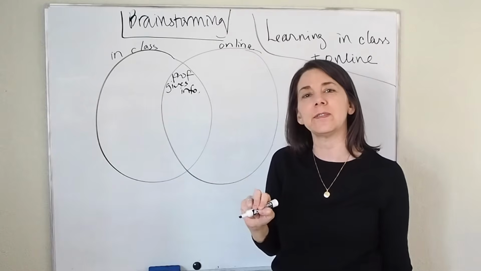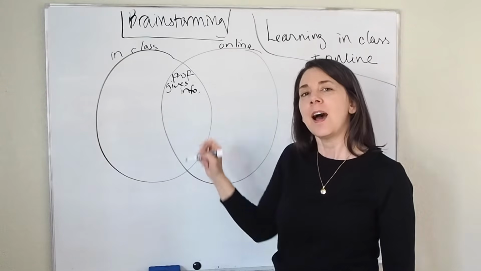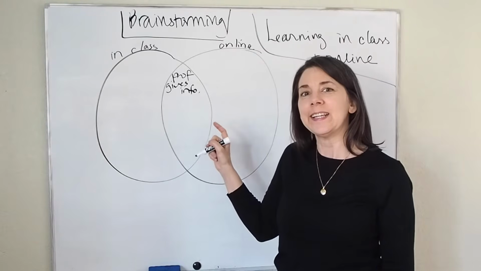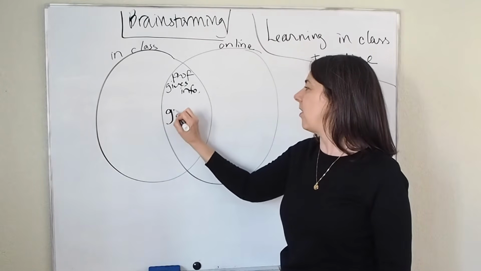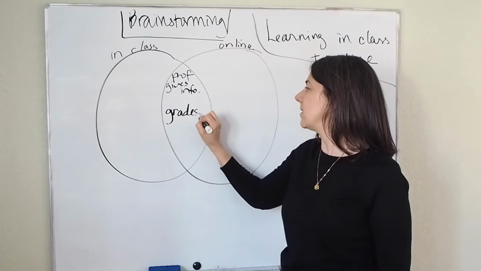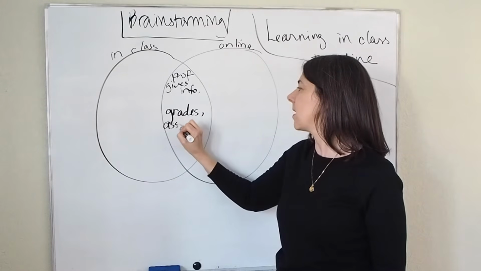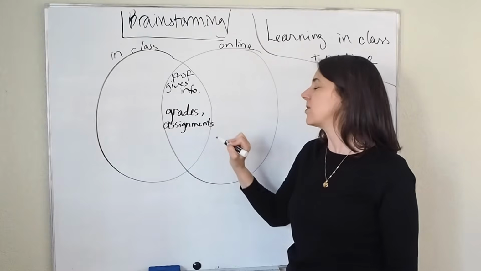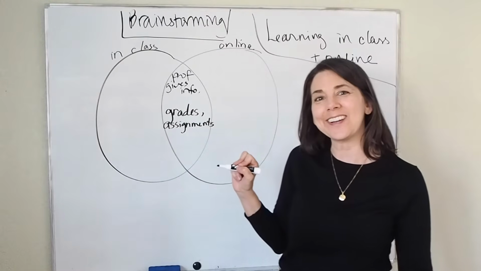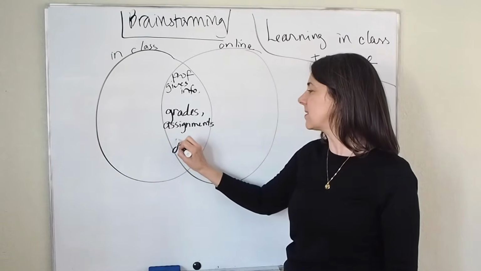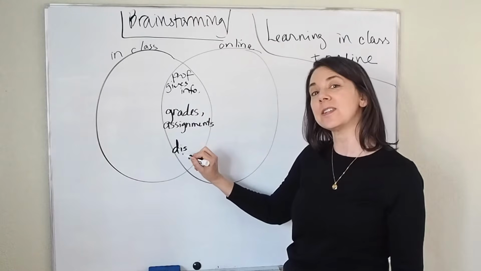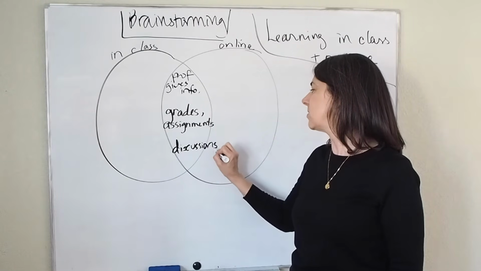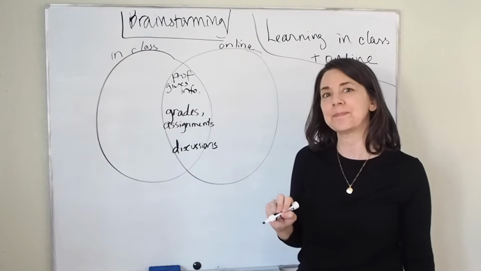The professor gives information. Another similarity between these 2 types of learning is that there are grades and assignments. So even when you take a class online, you still have to do work, you still have to get grades. The last similarity is discussions, because both in class and online, students do discussions.